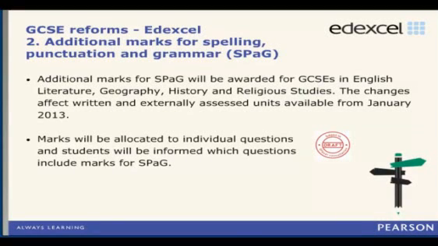So additional marks will be awarded for spelling, punctuation and grammar. This doesn't apply for GCSE Art, but it does apply for awards in English, literature, geography, history and religious studies. And where marks are allocated for spelling, punctuation and grammar, this will be indicated for those individual questions. So students will know which questions include marks for spelling, punctuation and grammar.